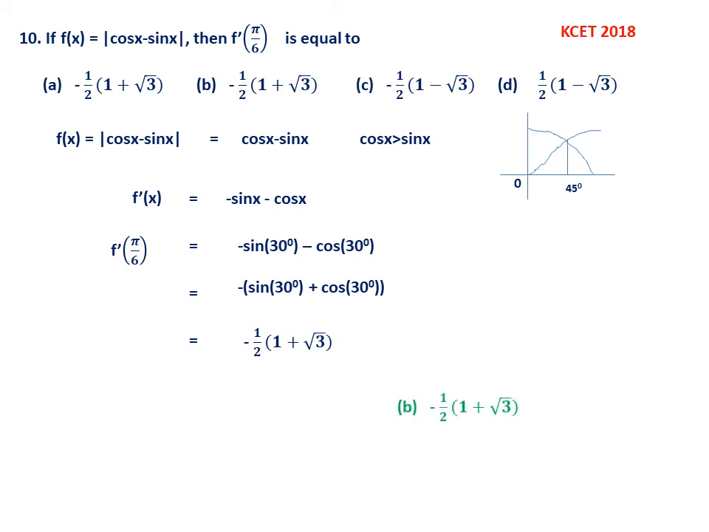So this is one understanding we should have, because directly if mod is given we cannot differentiate. We have to make it without mod using the concept. See the same question, if it is more than 45, for example 45 to 90, 60 if it is given, then here you should be careful, this becomes minus. So that is the difference.